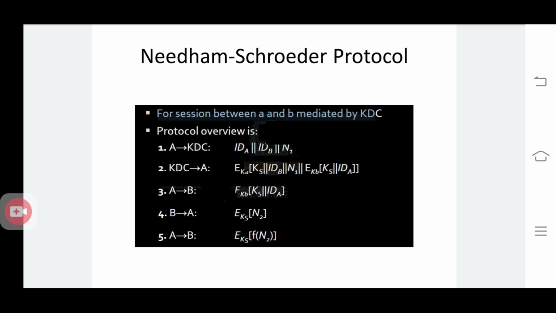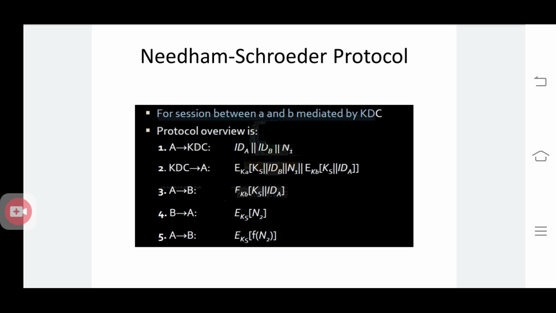Clear? The message in step 3 can be decrypted and hence understood only by B. Then A to B communication: IDA is appended with the session key, then it is encrypted with KB. So the session key is delivered from A to B using an encryption.